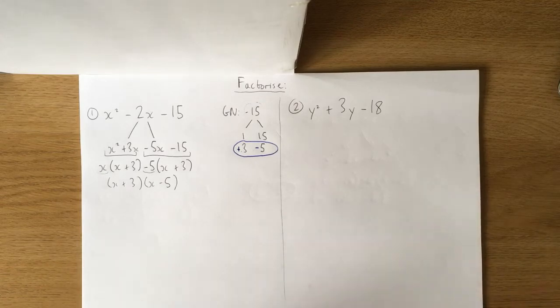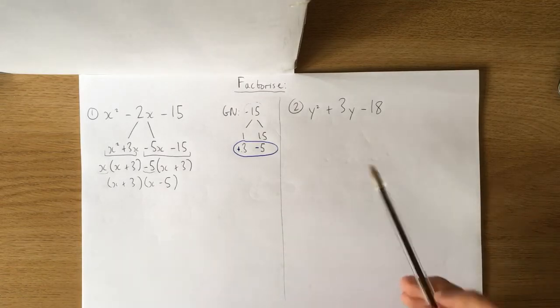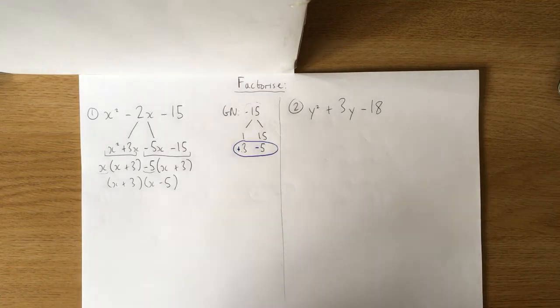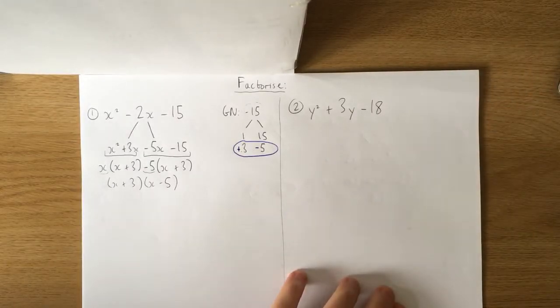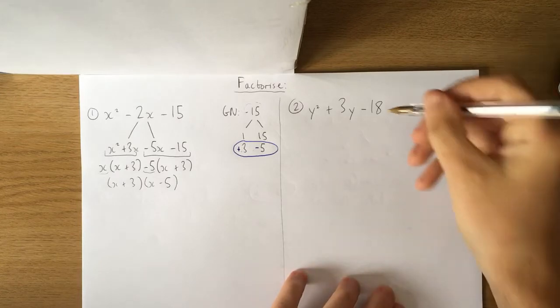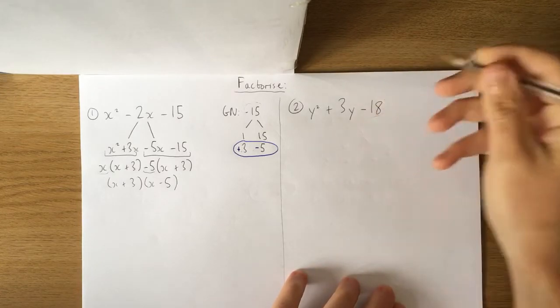All right. This example over here, I'm using y's instead of x's. It doesn't matter. It could be any letter at all. The method is still the same. So y squared plus 3y minus 18. So what is my guide number? It's minus 18.